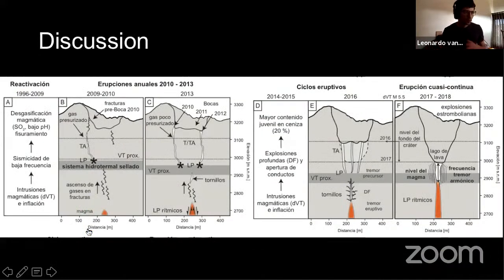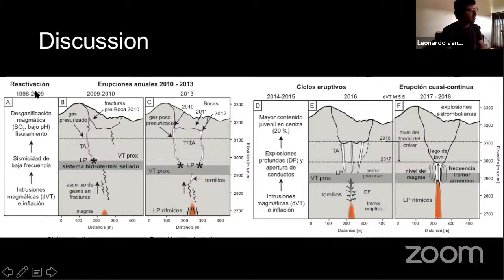So just to end this talk, this is the interpretation that we made of all these observations, and trying to collect data from deformation, gases, and also geomorphic observations of the crater, and the low frequency signals that we analyze give us some understanding of what is happening in the shallow parts of the system.